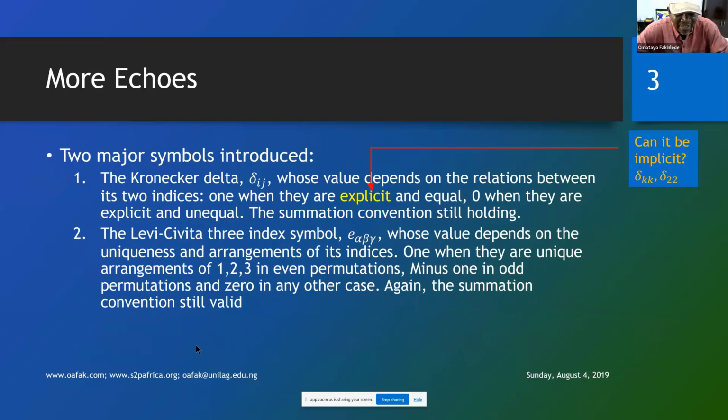The Levi-Civita 3-index symbol, epsilon alpha beta gamma, whose values depend on the uniqueness and arrangement of its indices. It is 1 when they are unique in the arrangement of 1, 2, 3 in an even permutation, -1 when they are in odd permutations, and 0 in any other case. Again, the summation convention is still valid.